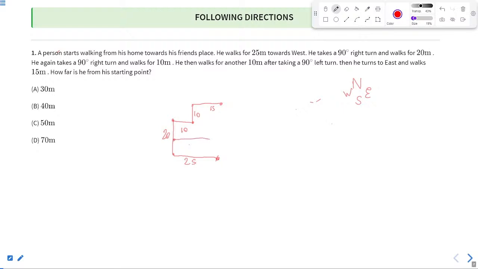How far is he from his starting point? Well, since the distance he goes west and the distance he goes east are both 25, 10 plus 15 is 25, and he's gone north 30. So therefore, since west and east will cancel each other out, he's just 30 meters north. The answer is 30 units in the north direction.